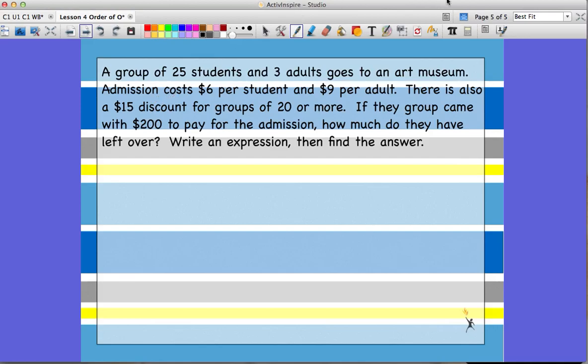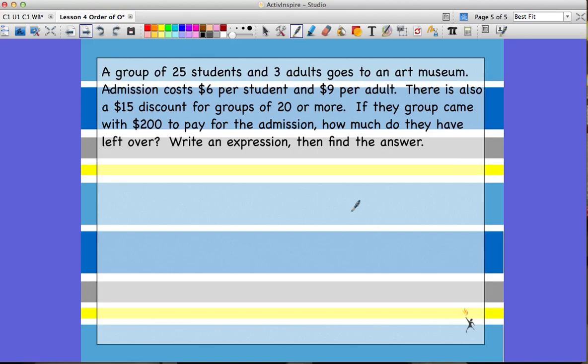All right, to post tonight, you are going to post your own expression and answer to this problem. Okay, a group of 25 students and 3 adults goes to an art museum. Admission costs $6 per student and $9 per adult. There is also a $15 discount for groups of 20 or more. If the group came with $200 to pay for the admission, how much do they have left over?